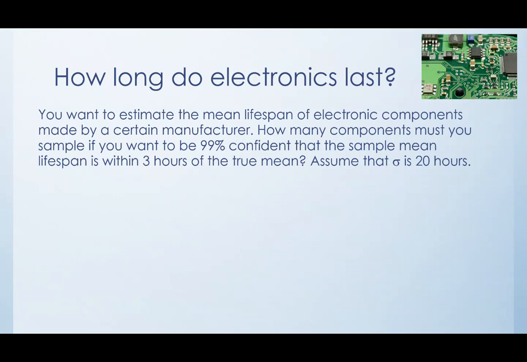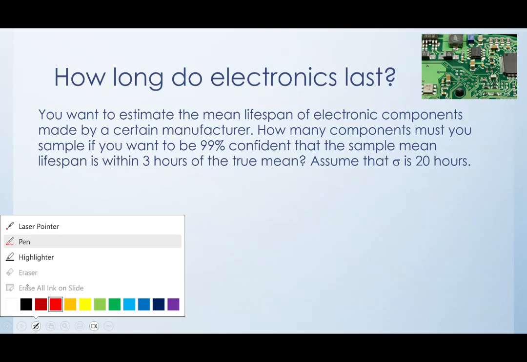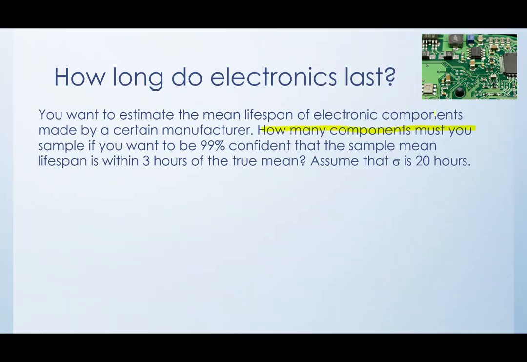All right, so in this example, we're going to look at the needed sample size to meet certain conditions, particularly margin of error. So this one, you want to estimate the mean lifespan of electronic components made by a certain manufacturer. How many components must you sample if you want to be 99% confident that the sample mean lifespan is within 3 hours of the true mean? And you're told to assume that sigma is 20 hours.